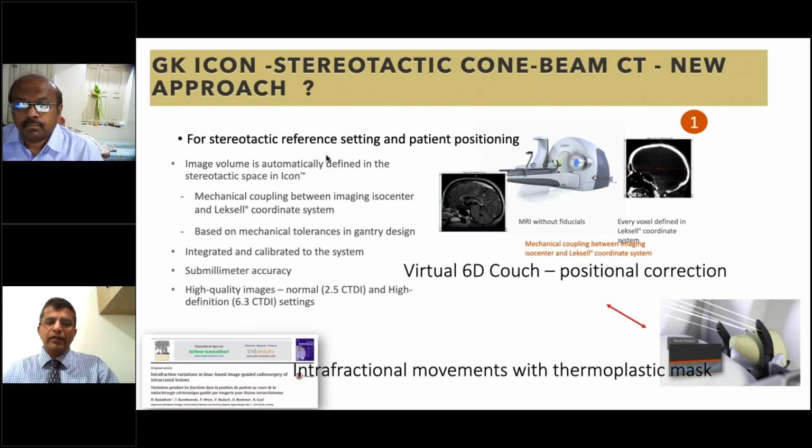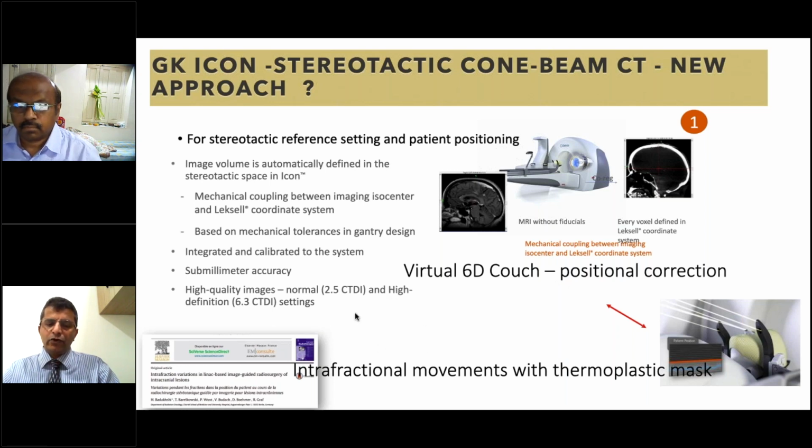Where the image volume is automatically defined in the stereotactic space in Icon. So the mechanical coupling between the imaging isocenter and the Leksell coordinate system is very much possible. So that could rule out many of the uncertainties which may happen with the MR imaging systems. And it is calibrated to the system, so it could assure better accuracy compared to the external imaging system. That is the way the science is developing.